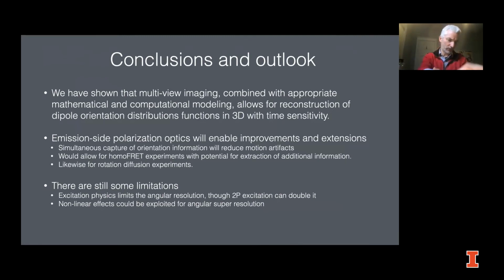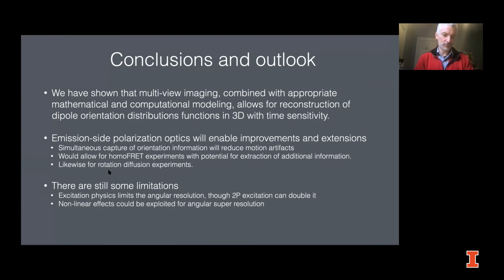This was all done with excitation side polarization optics. And that's part of what slows us down. We have to acquire the volume over and over again with different polarization settings. So adding it to the emission side would speed things up. We could feed the same output light, split it through different polarizers, and get all that information at once.